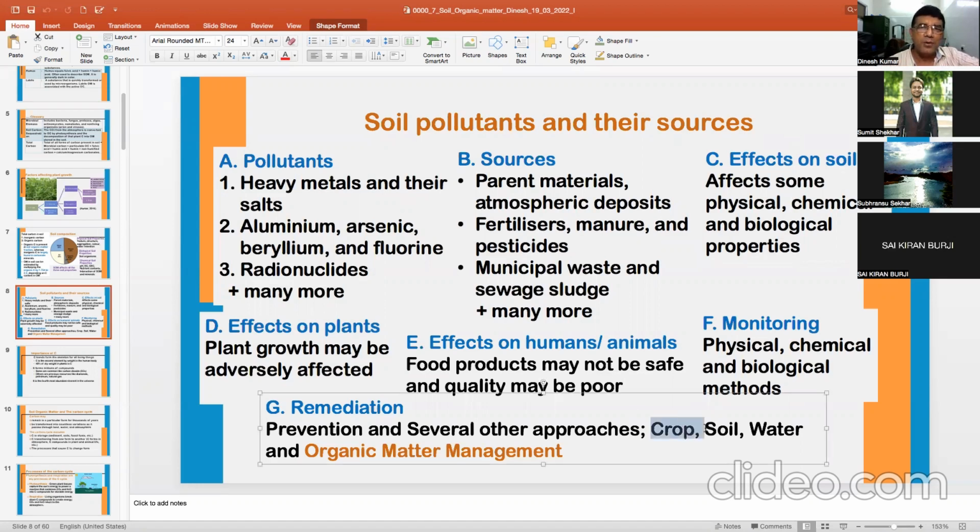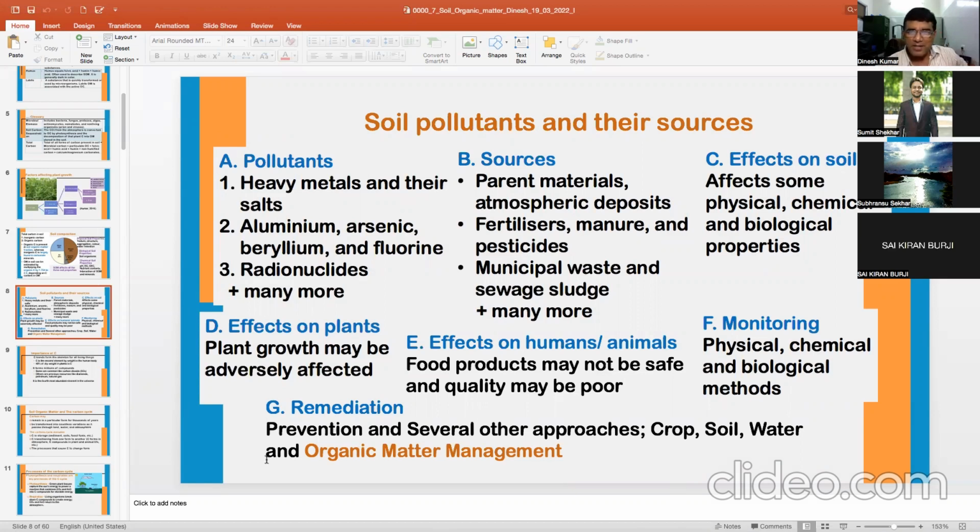I think you know how this remediation of heavy metals, pollutants can be done. I'm not going into the details, but you can see for yourself. There are techniques to remediate such soils. And one approach, a very small approach, is organic matter management. If you add organic matter into the soil, it can reduce soil pollution. It can neutralize the ill effects of pollutants on plant growth up to some extent. It will sequester carbon, with many other additional benefits.